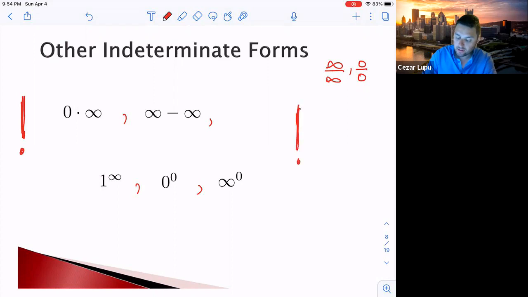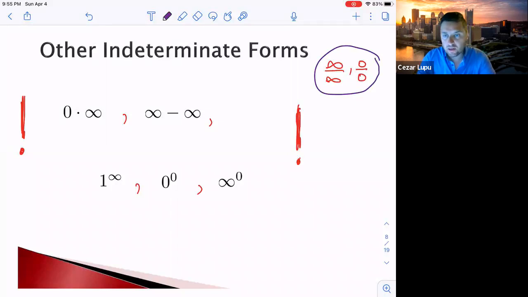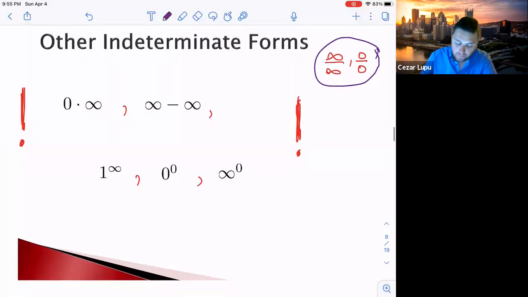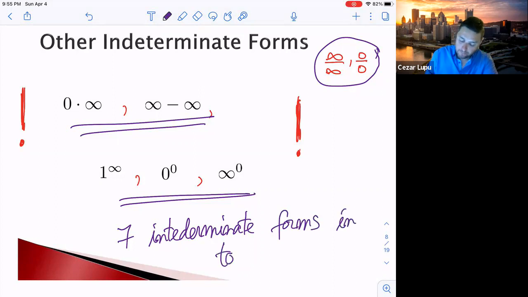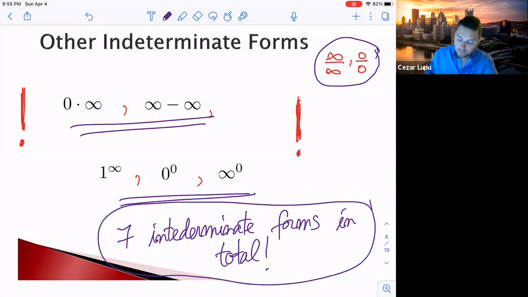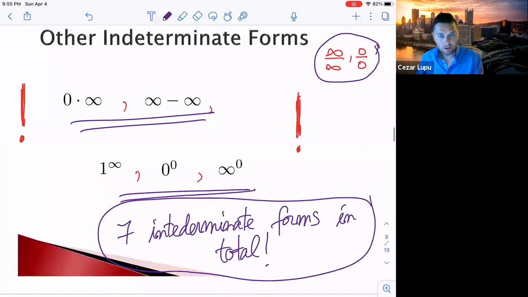So make sure when you have a limit of a function, you plug in exactly where x goes to. And if you get one of these indeterminate forms, then you will have to deal with them. And I'll give you some examples of how to deal with these indeterminate forms. As we have seen, you can deal with these two, infinity over infinity and 0 over 0. But now let's see if we can do it with the others as well. So there are 7 indeterminate forms in total. That's what you need to know. There are 7 of them. All right, great. Now let's see examples for each one of them.